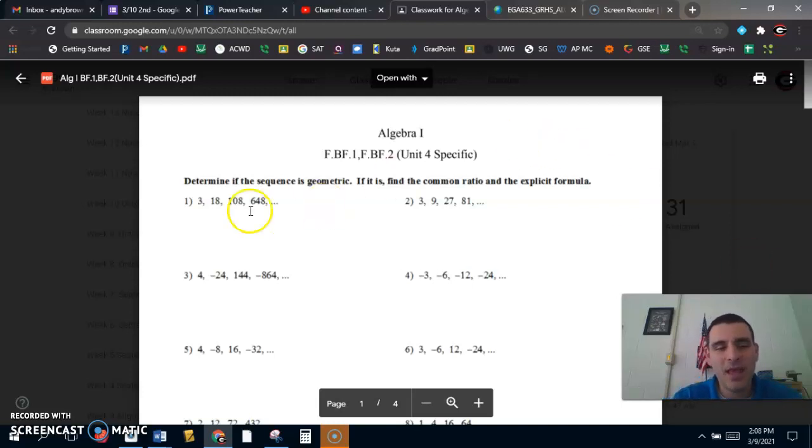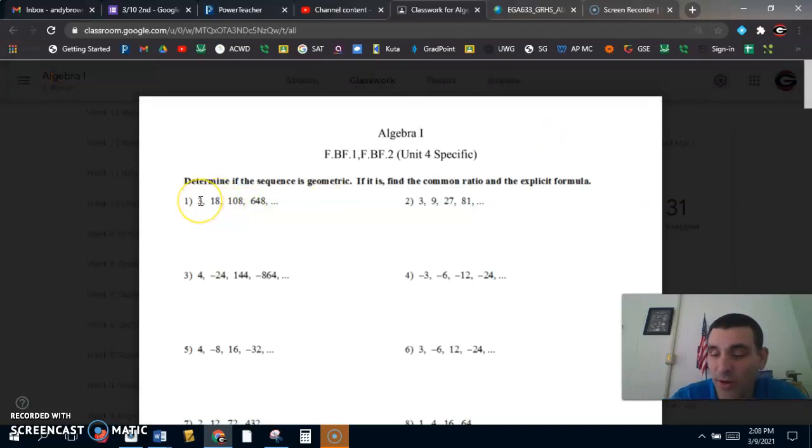In other words, on number 1, 18 divided by 3 we know is 6. 108 divided by 18 may not be as obvious, but that is also 6. You can confirm that on any calculator. 648 divided by 108 is also 6. So this is in fact a geometric sequence.